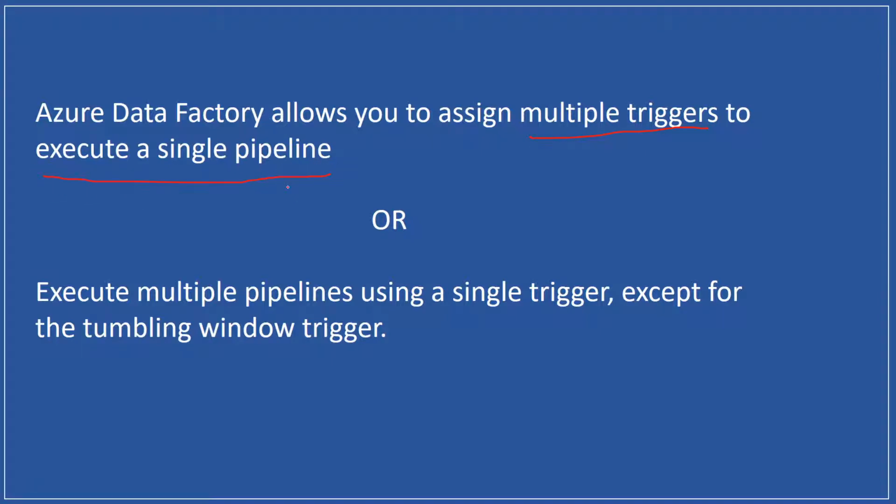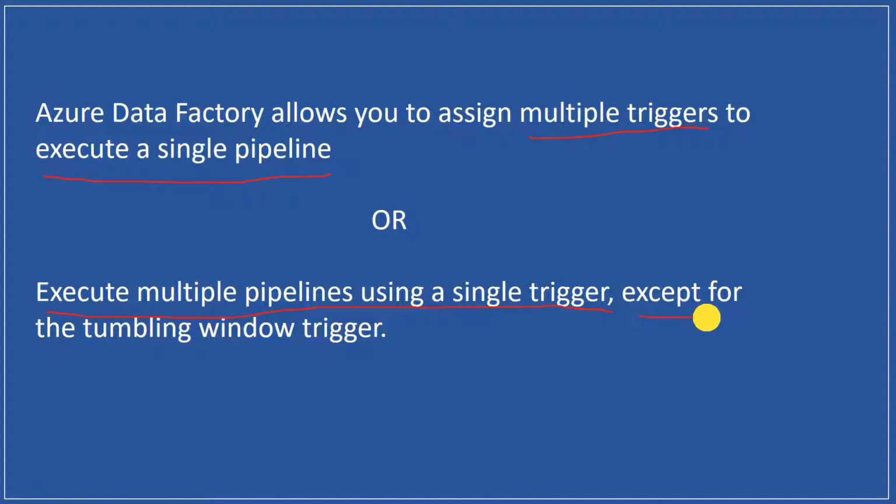So maybe there are multiple events based on which you want to execute a single pipeline. Maybe there are n number of events. If either one is true, then you want to execute a pipeline, right? In that situation, you can assign multiple triggers to execute a single pipeline. Or another situation is you can execute multiple pipelines using a single trigger. So you can use a single trigger based on a single event to execute multiple pipelines.